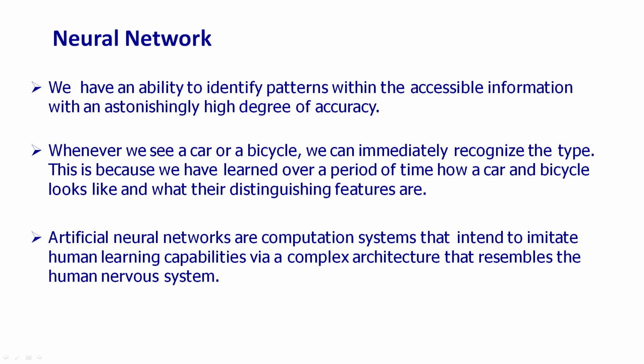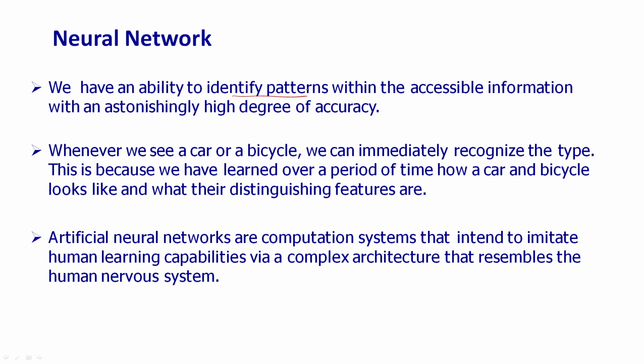So, what about ANN? We have a very good ability to identify patterns with a very high degree of accuracy; that is one of the interesting features of humans. We can identify patterns very easily. Like if you see an object, a car or a bicycle, you immediately recognize the type. Why? Because you have learned over time how a car looks, how a bicycle looks, how a truck looks, how a boat looks, and you can distinguish them.